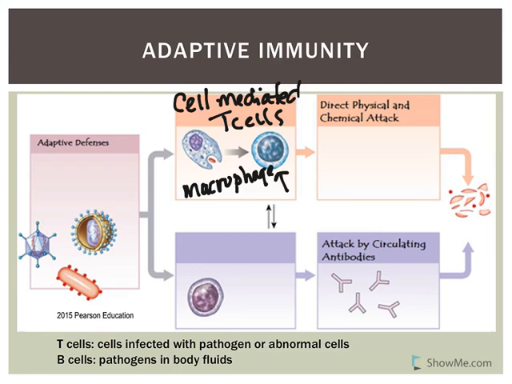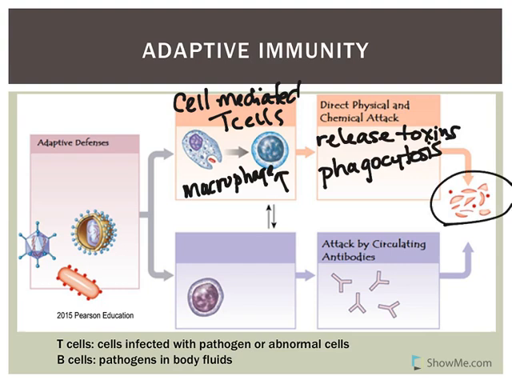But the cell-mediated immunity does involve direct physical and chemical attack. And so they release things like toxins and promote things like phagocytosis, and that will end up killing our pathogen, okay? So it destroys the pathogen.